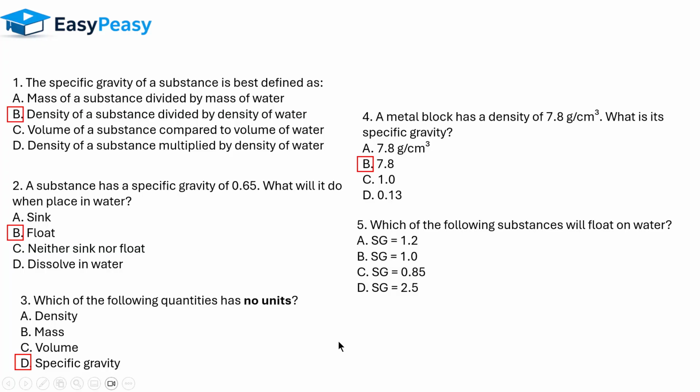Specific gravity means don't attach any units with it. Okay, last, which of the following substances will float on water? Yep, it's option C, that is 0.85. Only this value is less than 1, that's why it's going to float. Option B is going to suspend in the middle. Options A and D, because they are more than 1, are going to sink inside the water.